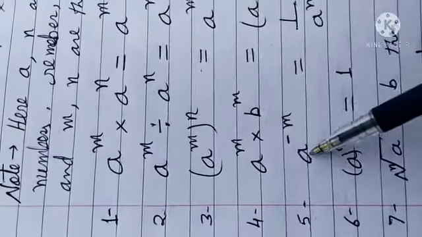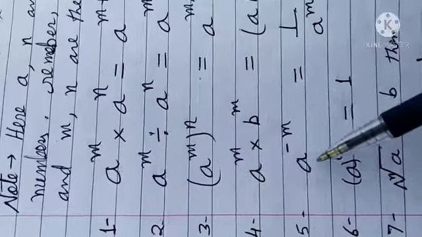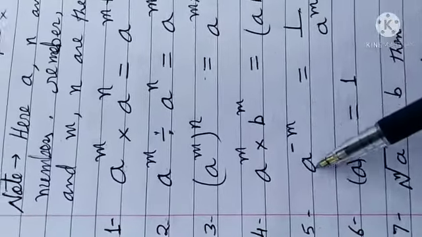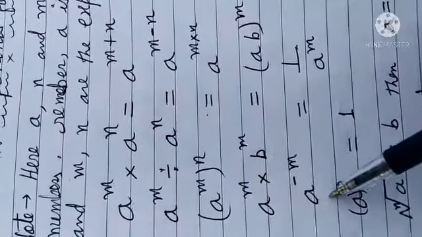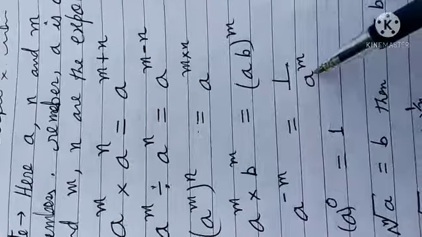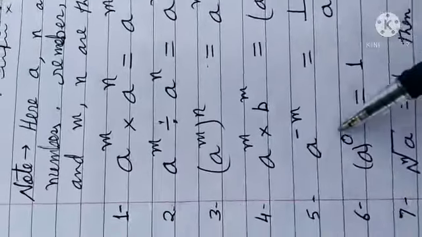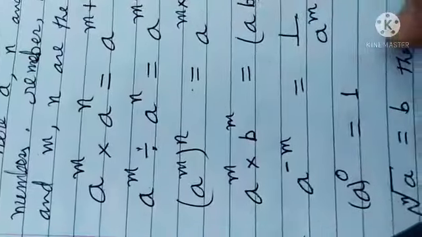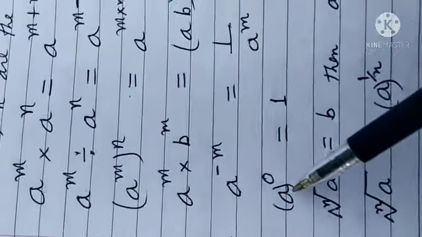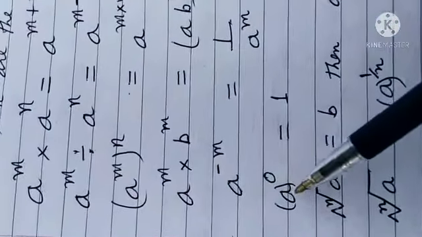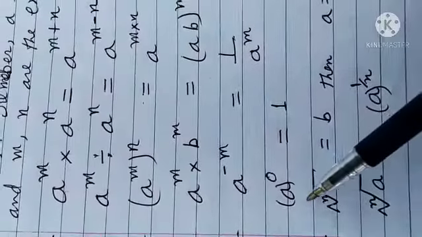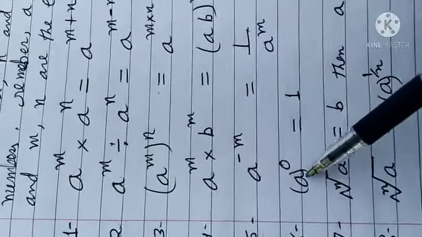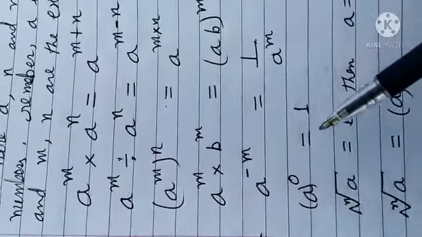Next, fifth law: a to the power minus m. If the exponent is negative, then what to do? We have to take the reciprocal of the base. Suppose this is a upon 1, so take 1 up and a down, to the power m. This is the way. Next, if a to the power 0, then the answer is 1. Actually, this law applies for every base. It is not necessary that it is always a. It may be x, it may be m, it may be y, it may be z, whatever. If anything has power 0, then the answer will be 1.